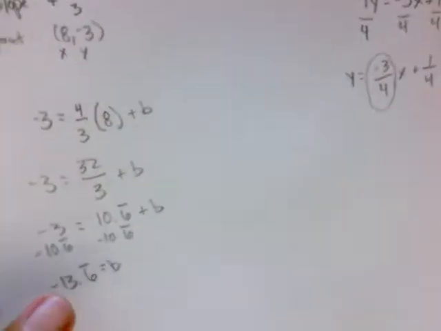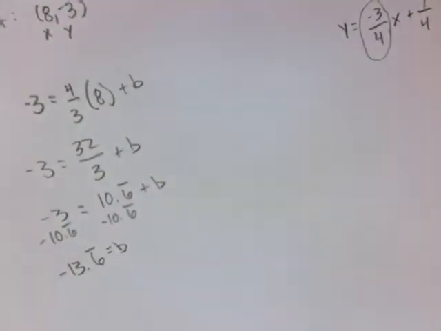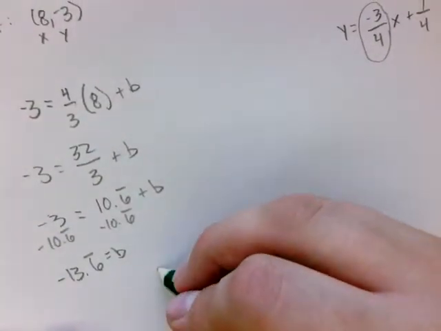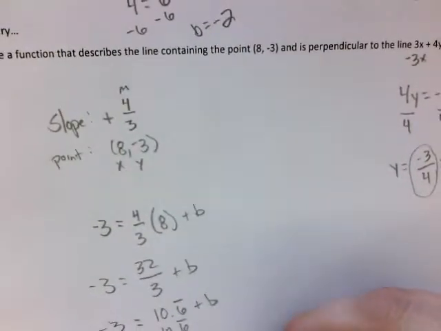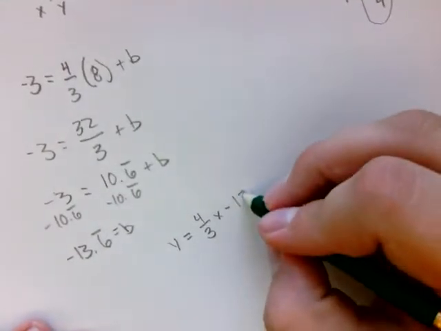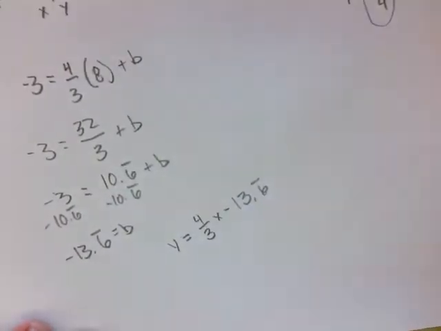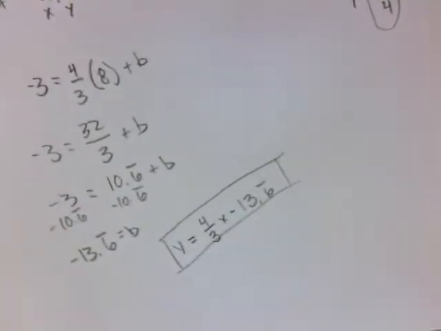Then we know our b, we know our slope. So let's just plug it in. All right, y equals 4/3, which is our m, x minus 13.6 repeating. That's how you find perpendicular and parallel slopes.